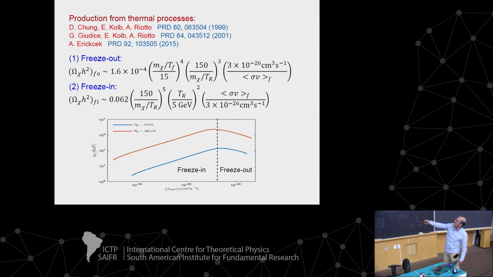So as expected, the abundance rises as sigma v increases. And then we have a turnover. That's when we switch from freeze-in to freeze-out.